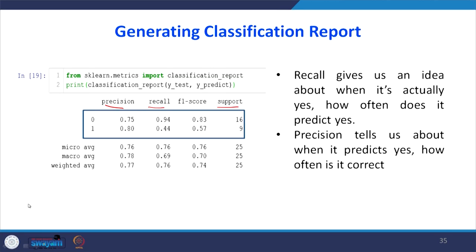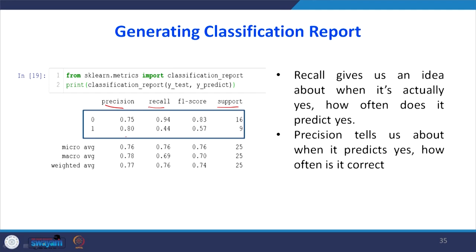I have explained what is the recall. Recall gives us an idea about when it is actually yes, how often does it predict yes. It takes care of both specificity and sensitivity. If it is 1, we call it sensitivity, if it is 0, we call it specificity. In our problem the specificity is 0.94, that says that 94% of the time the actual is 0 and we have predicted also 0. The sensitivity is 0.44, so 44% of the time the actual is 1, and we predicted also 1.